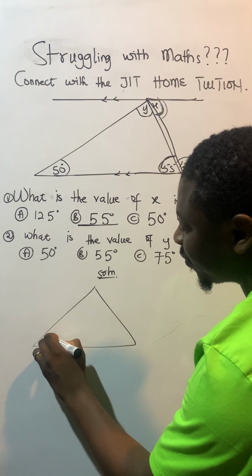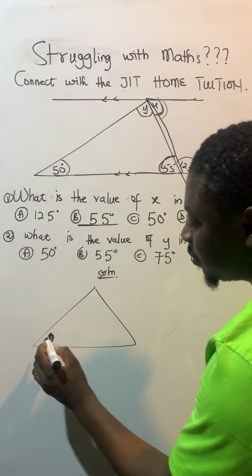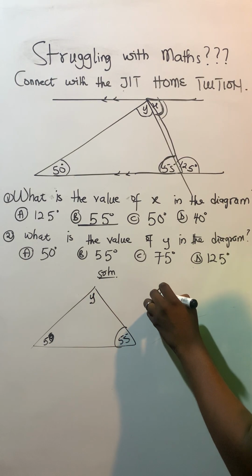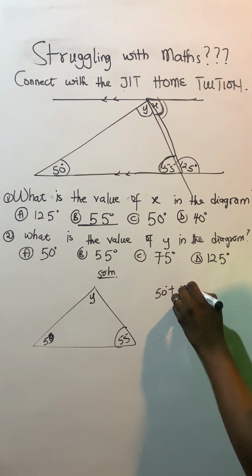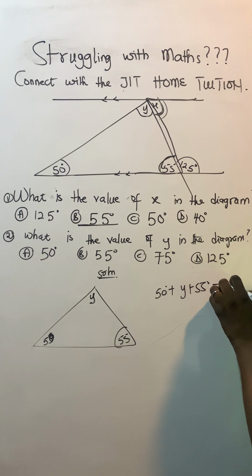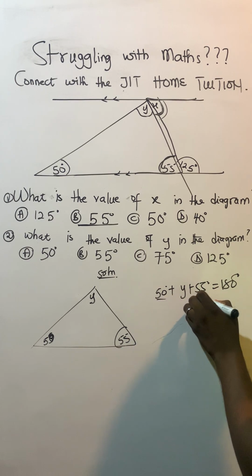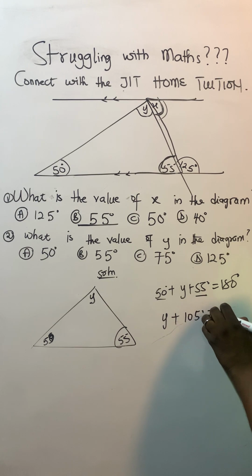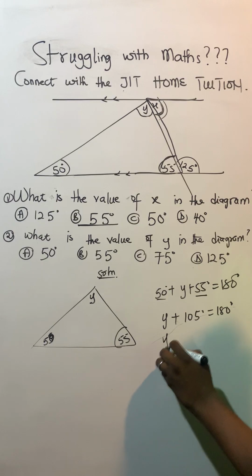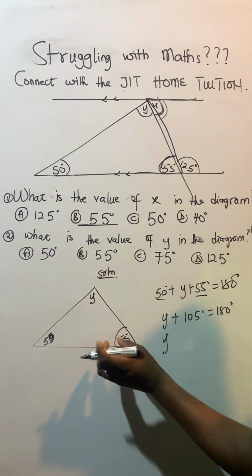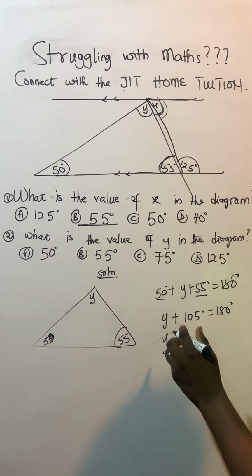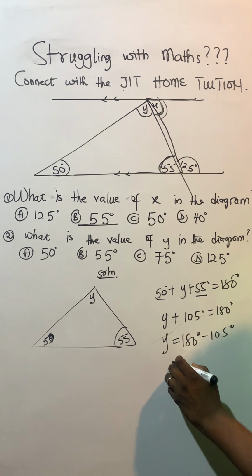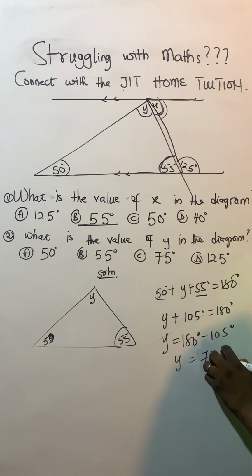So you have it this way. This side is 50, and this side we've calculated to be 55, and you have y here, meaning that you have 50 degrees plus y plus 55 degrees equal to 180. So when you put it together, what do you have? You have y plus 105 degrees equal to 180 degrees. And you have to write the reason: the sum of angles in a triangle equals 180. So y equals 180 degrees minus 105 degrees, and you have y equal to 75 degrees.